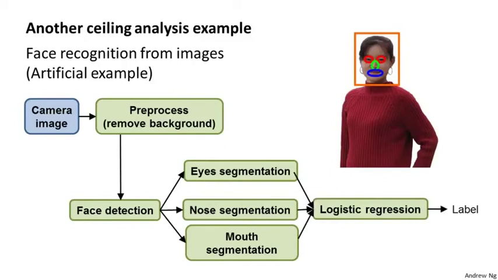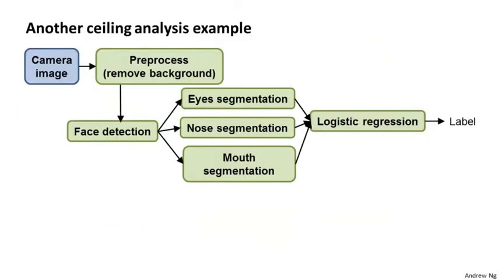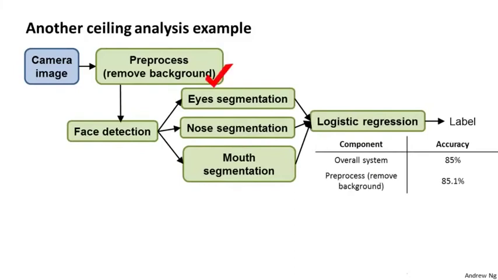So this is a kind of complicated pipeline. It's actually probably more complicated than you should be using if you actually want to recognize people. But it's an illustrative example that's useful to think about for ceiling analysis. So how do we go through ceiling analysis for this pipeline? Well, we'll step through these pieces one at a time. Let's say your overall system has 85% accuracy. The first thing I do is go to my test set and manually give it the ground truth foreground background segmentation.